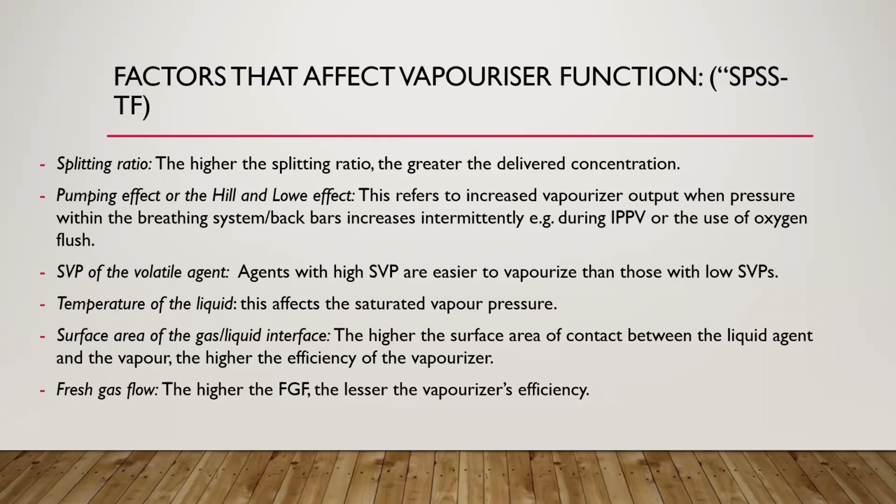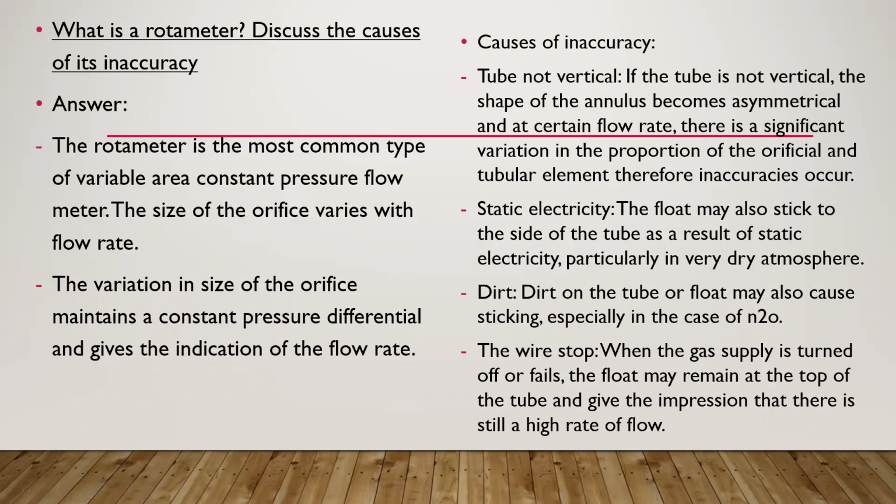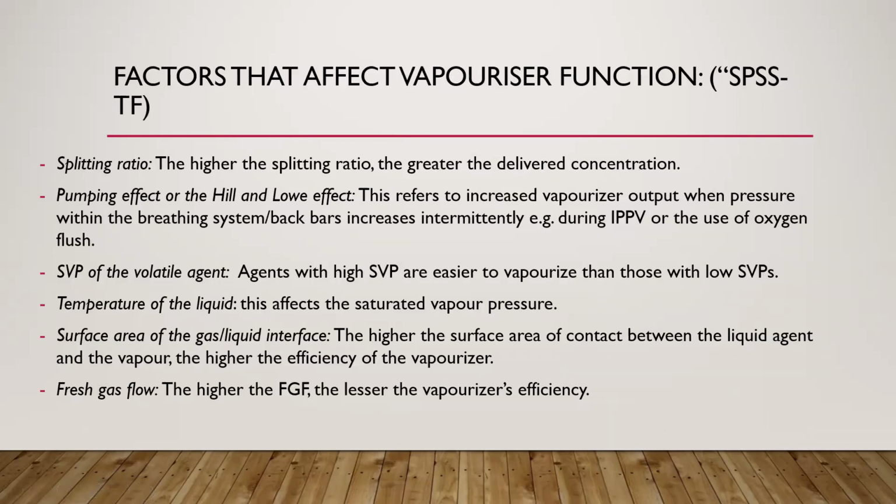And obviously, fresh gas flow: the higher the fresh gas flow, the lesser the vaporizer's efficiency. That means the duration of contact between the fresh gas flow and the liquid anesthetic agent is lower, therefore the amount of vapor produced will be lower. And don't forget the area where we're talking about low flow anesthesia. The higher gas flow, apart from causing waste, also reduces the vaporizer's efficiency.